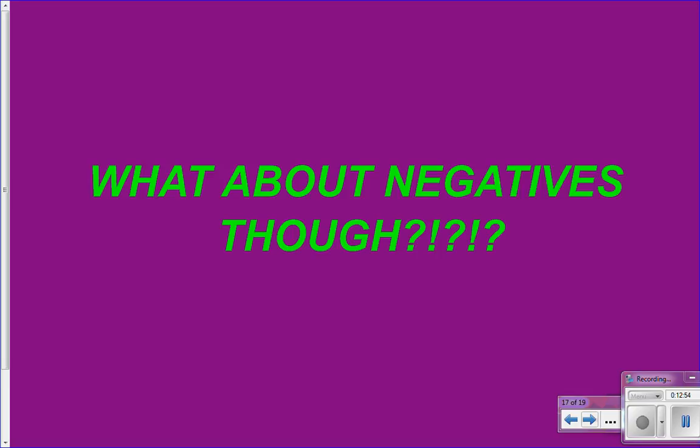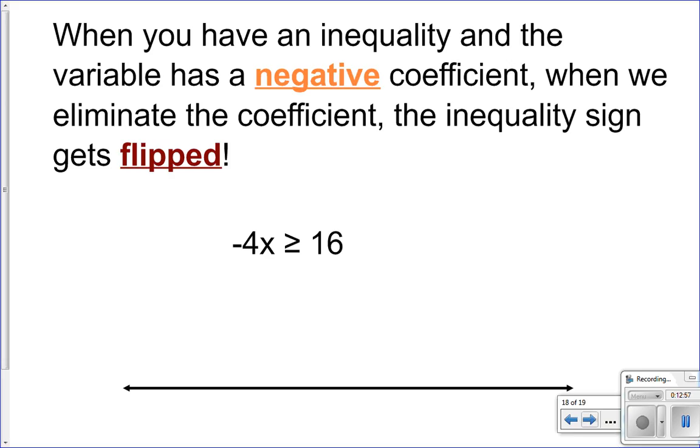What about negatives, though? When you have an inequality and the variable has a negative coefficient, for example down here, negative 4x, remember the number that comes in front of the variable is your coefficient. When we eliminate the coefficient, the inequality sign gets flipped. Because it's a negative, we have to flip the inequality sign to make the equation true. So, I'm going to divide both sides by negative 4 in this problem. So I get x, and 16 divided by negative 4 is negative 4.